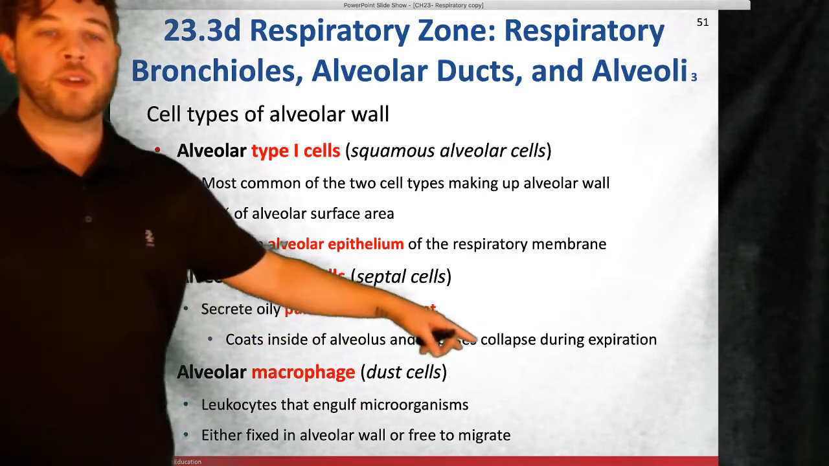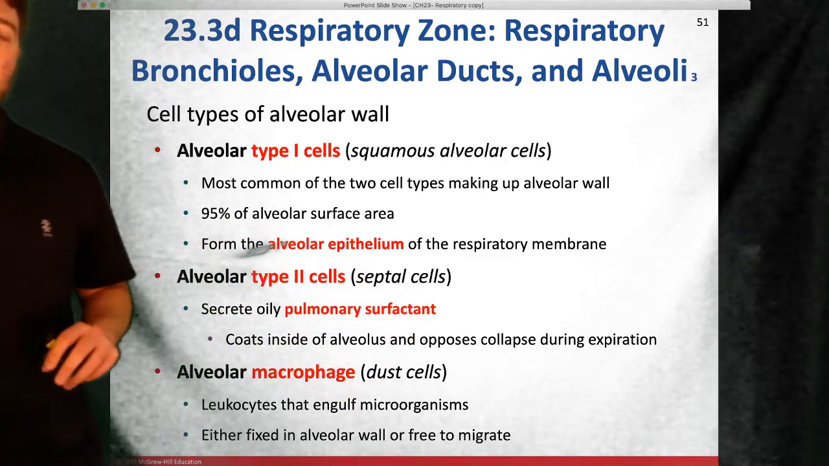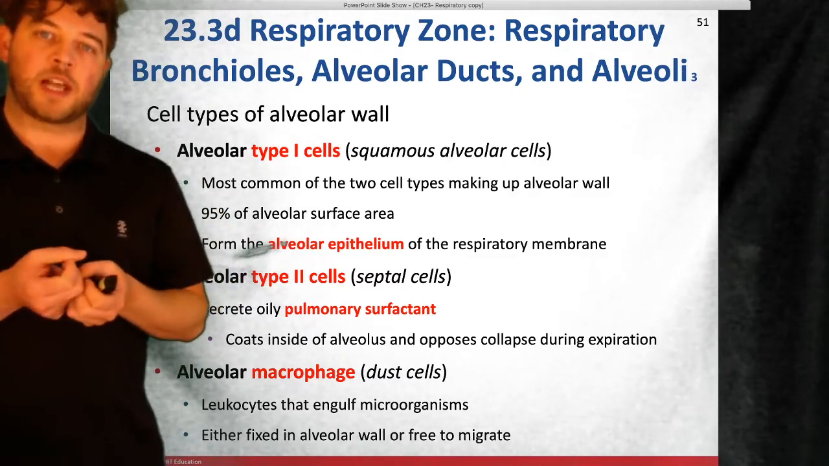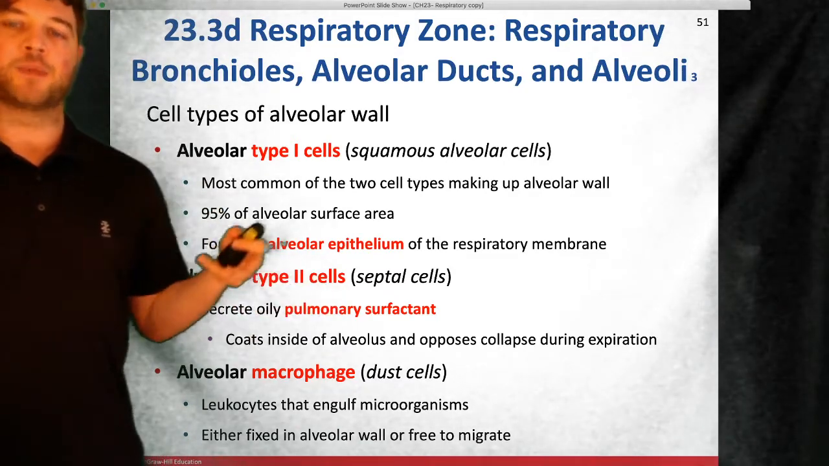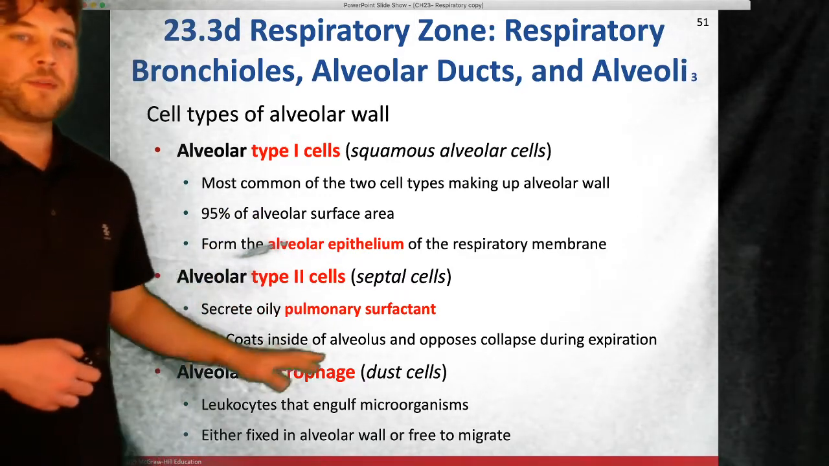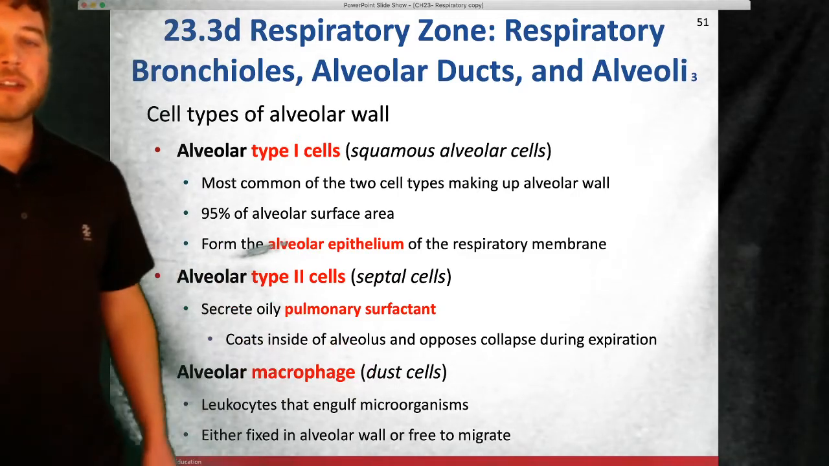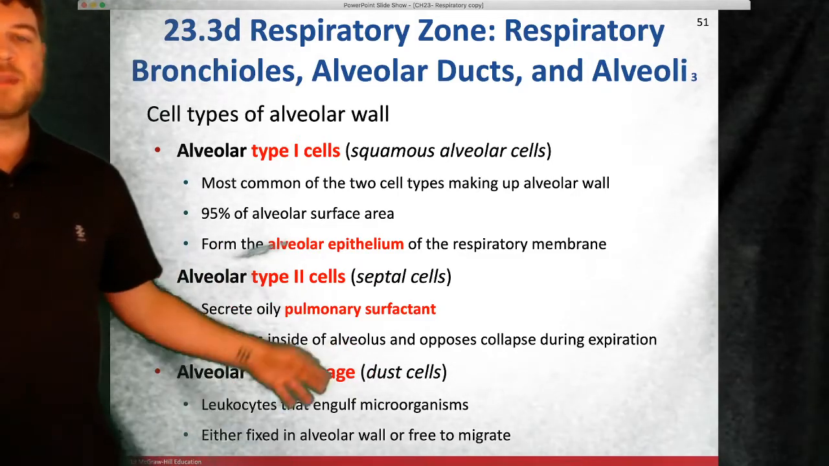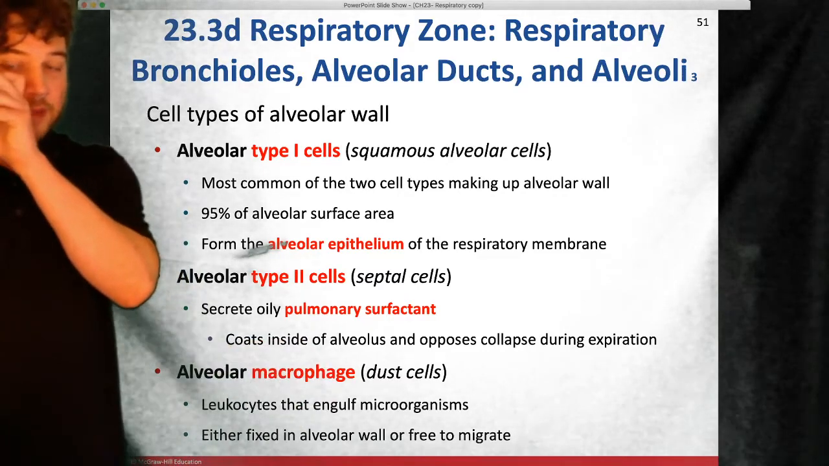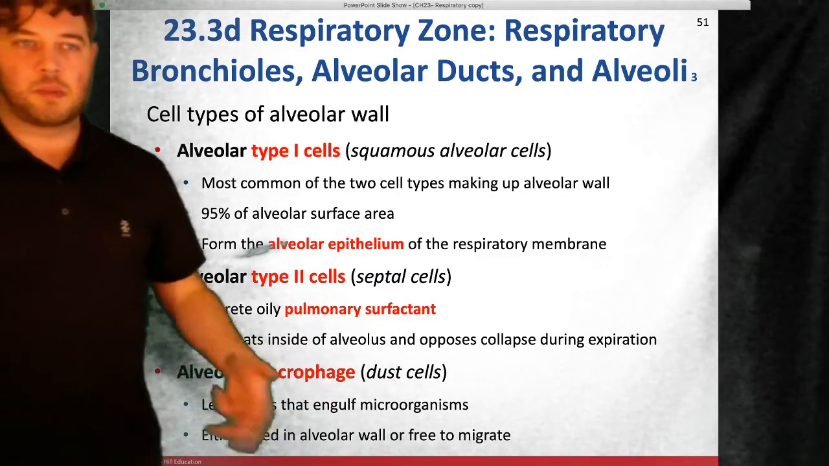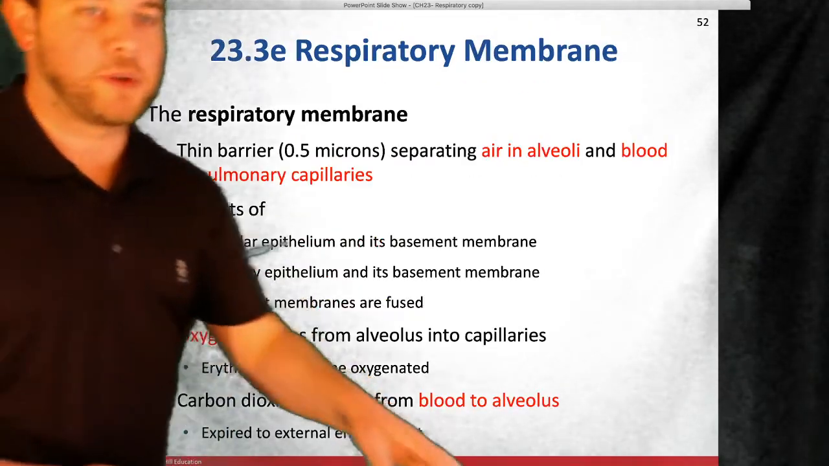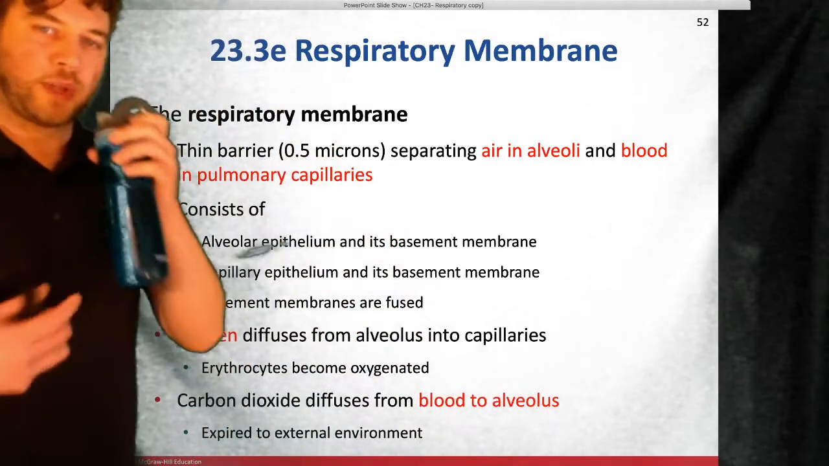This coats the inside of the alveolus and opposes collapse during expiration. So when you exhale, the alveoli are losing that air, and the tendency could be for them to just collapse in on themselves. The pulmonary surfactant helps to keep them inflated and keep them open, which makes breathing easier for us. The alveolar macrophages, or dust cells, are leukocytes that engulf microorganisms. They are fixed or allowed to migrate, and they clean things up. They eat pathogens.